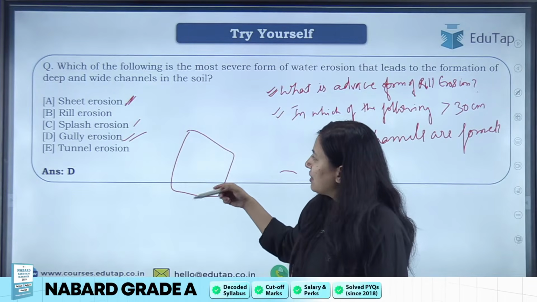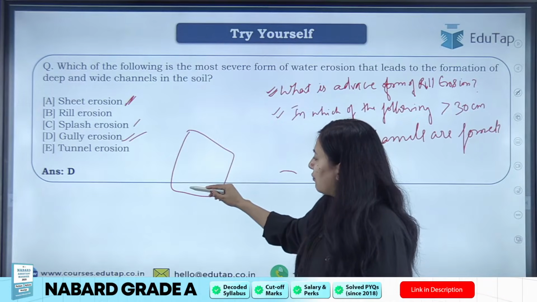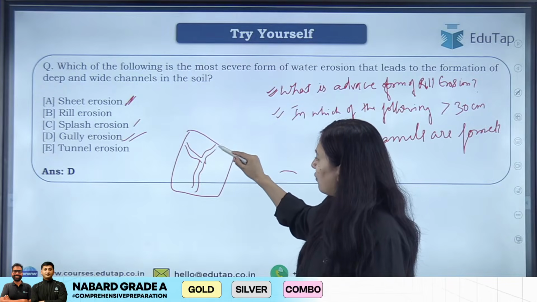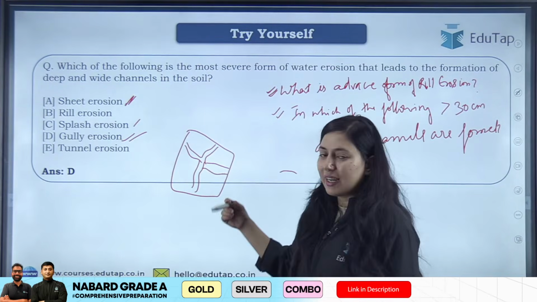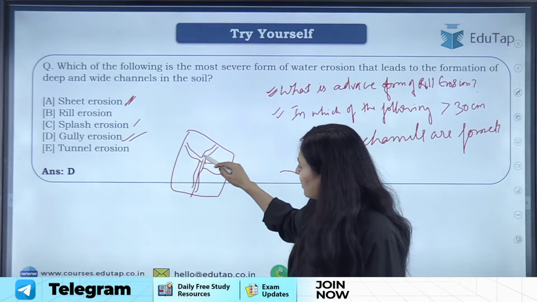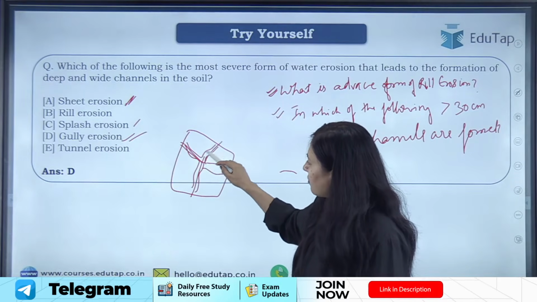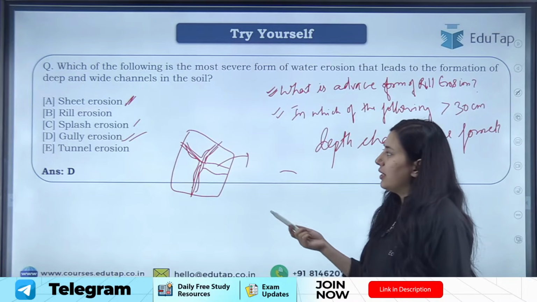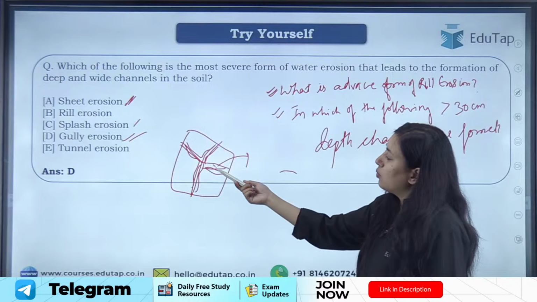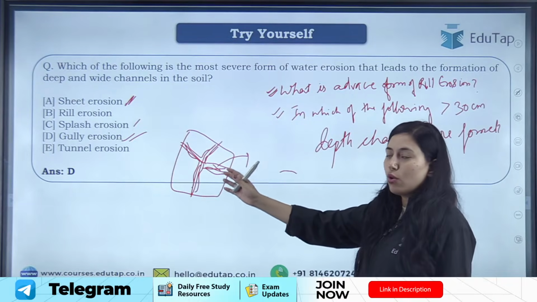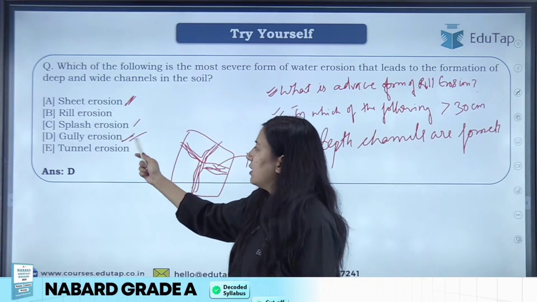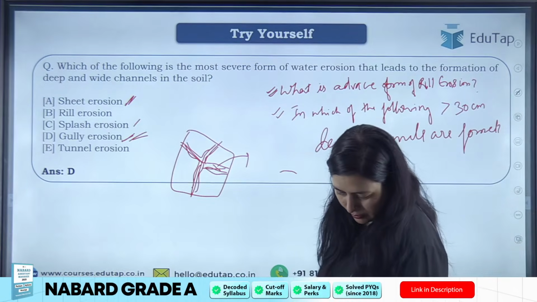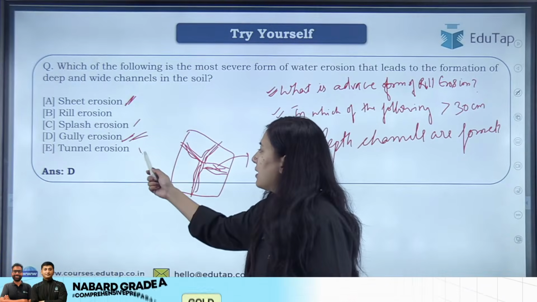Then next we have rill erosion. When there is heavy rainfall, small finger-like projections and small channels are formed, and these small channels in which the water starts flowing are called rills. When rill erosion takes an advanced form, when these rills become deeper and deeper, it turns into gully erosion. So these are different types of erosion. Okay, there is no term such as tunnel erosion.